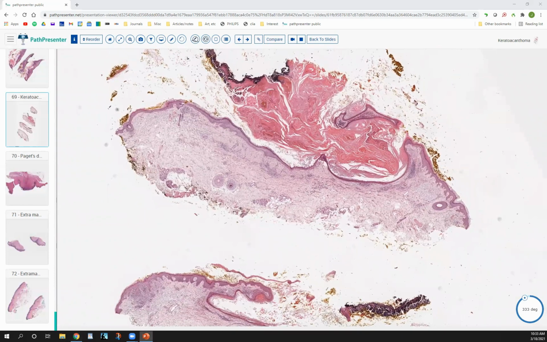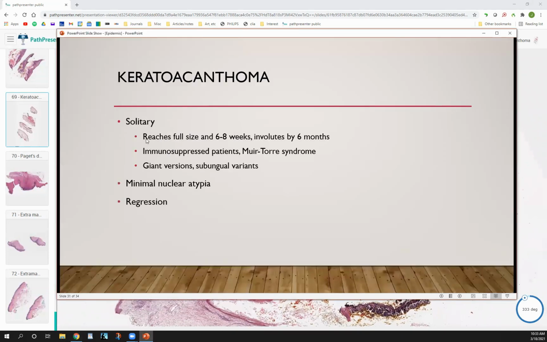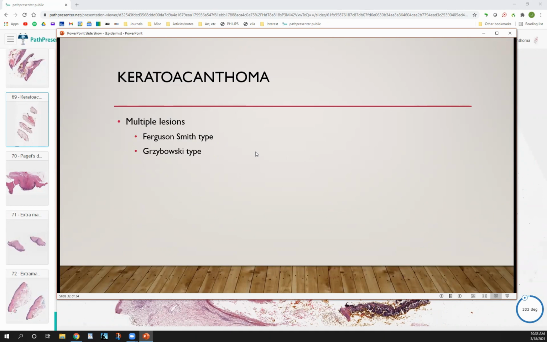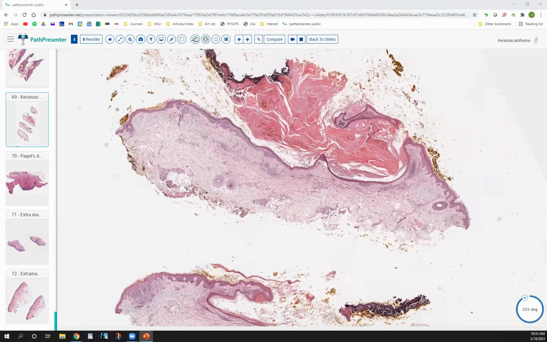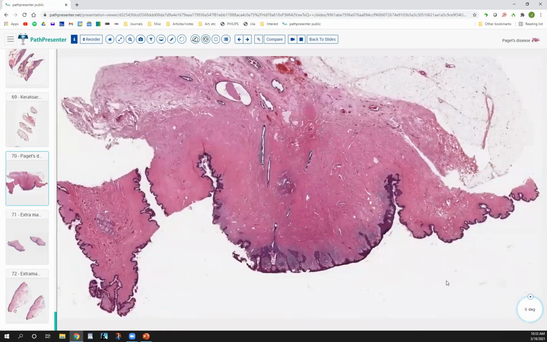You do have multiple variants as well. I mentioned them here. First we'll talk about the solitary one. I mentioned all these things so far. We just talked about the regression. And here are the multiple lesions, the Ferguson-Smith type, Grzybowski type, which you can look up as interesting clinical scenarios, but I won't go too much into those. Okay, so we'll go on to our next case.